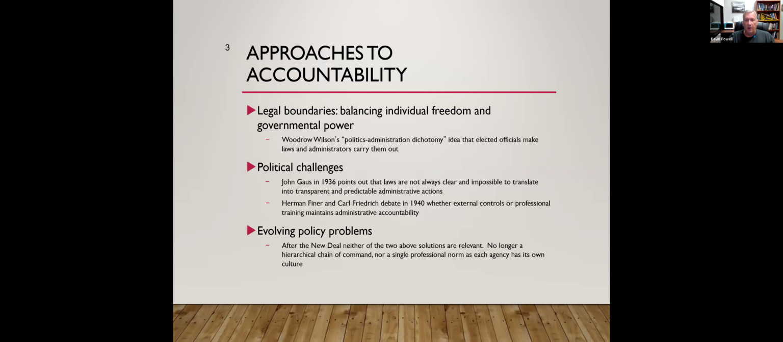Unfortunately, Wilson's politics administration dichotomy was a little bit too oversimplified. And very quickly, within a few decades, we came to realize that it's really next to impossible to separate politics and administration. A very famous public administration theorist who we've talked about in a previous class, John Gaus, back in 1936, pointed out that laws are not always clear. And sometimes it's impossible to translate these laws into transparent and predictable administrative actions.